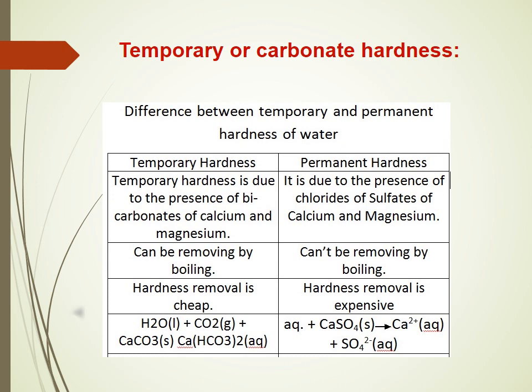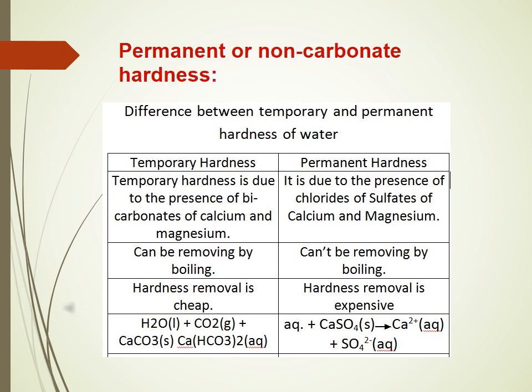and when we boil such water, these bicarbonates of the calcium and magnesium ions are converted into the insoluble carbonates of the calcium and magnesium ions, and that's why we can easily remove such insoluble precipitate from the water, and so the water is converted into soft water.